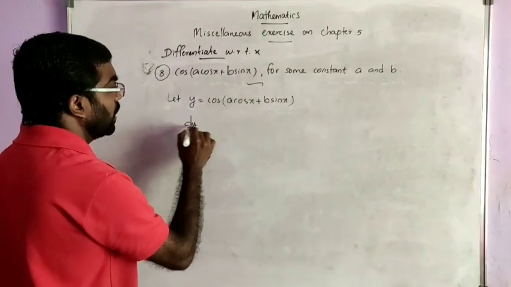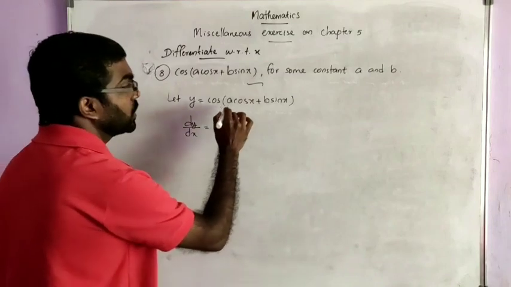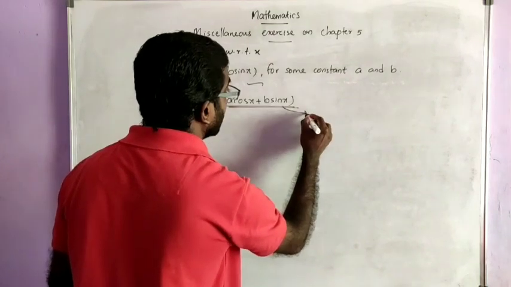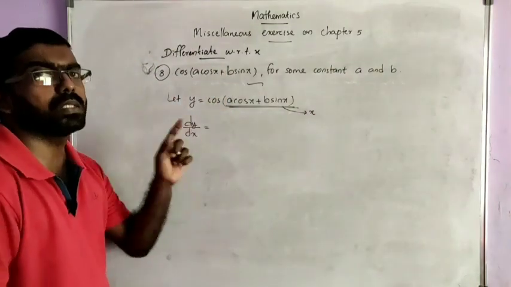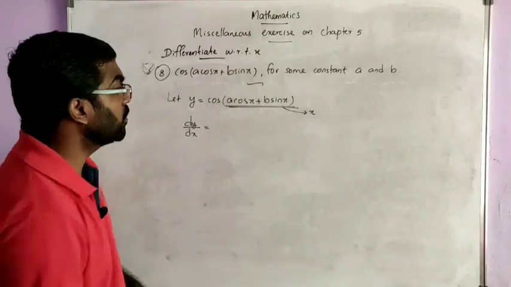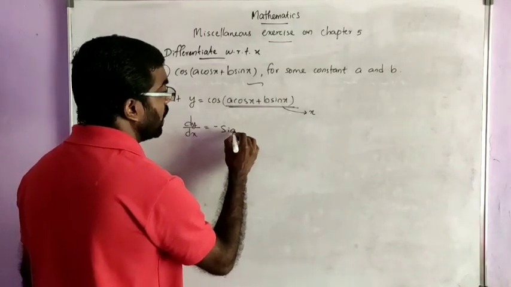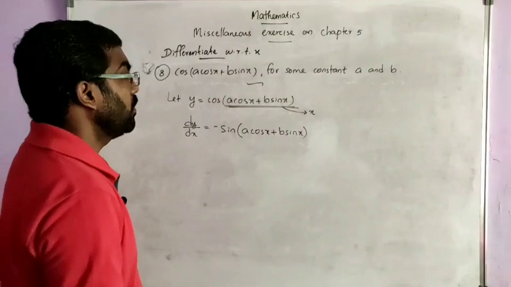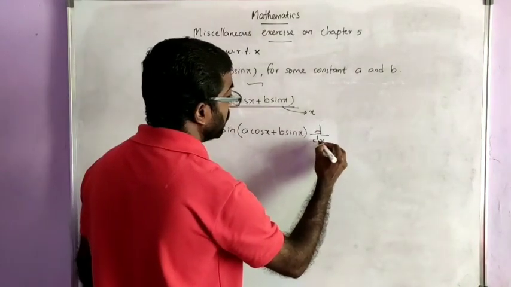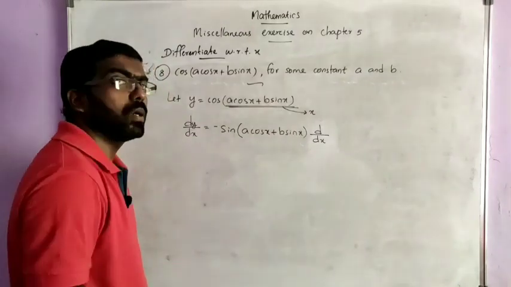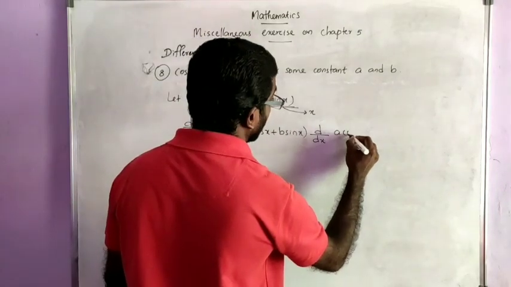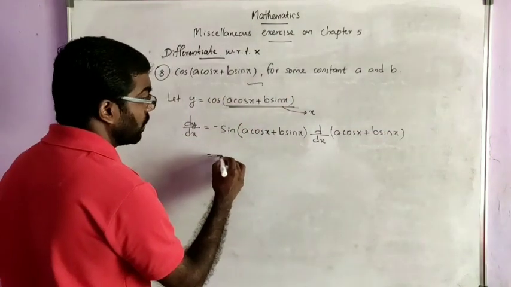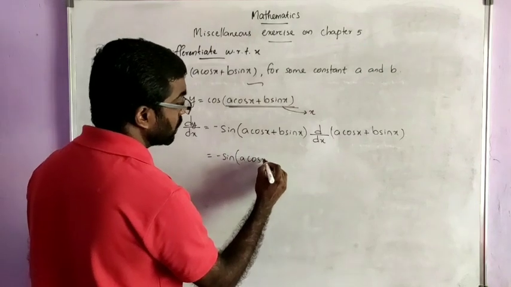You can find the derivative directly. dy by dx is equal to cos of (a cos x plus b sin x). So first of all, this can be treated as x, so the question becomes cos x. What is the derivative of cos x? It's nothing but minus sin x. So we can write minus sin of (a cos x plus b sin x). Clear? And we have to apply the chain rule. There is d by dx of, here instead of x the term is a cos x plus b sin x, that is d by dx of (a cos x plus b sin x), which is equal to minus sin of (a cos x plus b sin x).